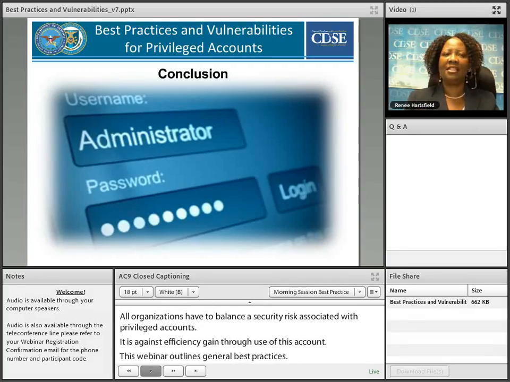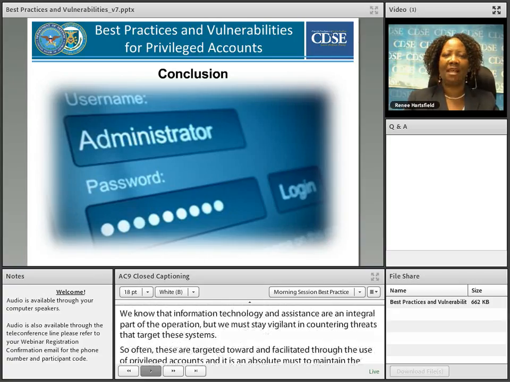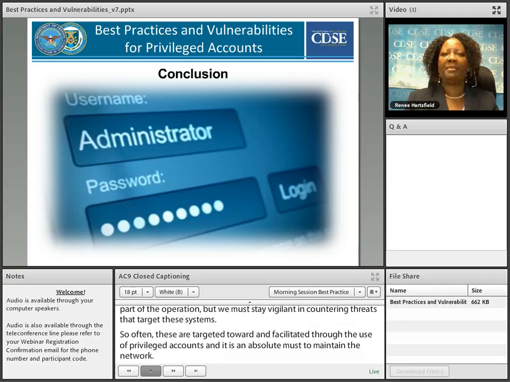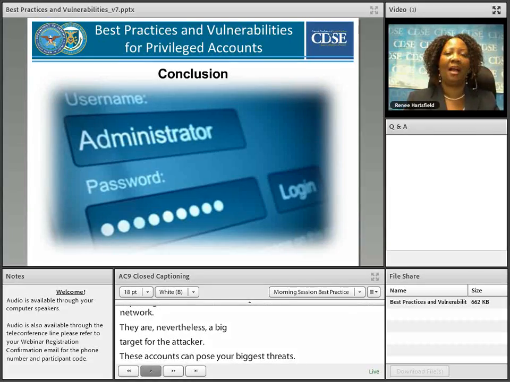So often these threats are targeted towards and facilitated through the use of privileged accounts, and whereas these accounts are an absolute must to operate and maintain our networks, they are, nevertheless, a big target for the attacker. These same accounts can pose your biggest threat. As I mentioned previously, obtaining privileged access is like gaining the keys to the kingdom, so to speak. So the bottom line, do not be the insider threat either willingly or unwittingly.